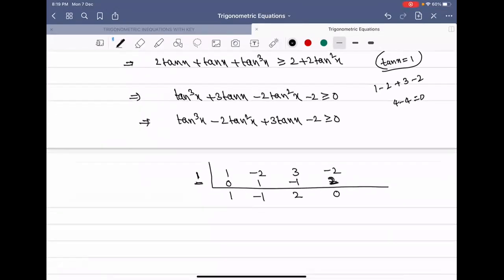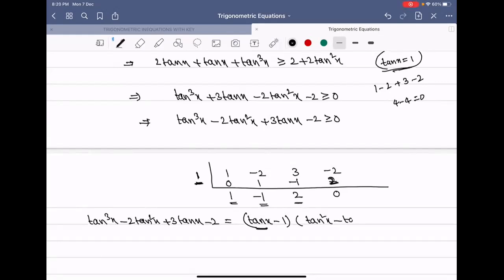Now this 1 cancels for what? Cube. Therefore, how can you write this tan cube x minus 2 tan square x plus 3 tan x minus 2? This is tan x minus 1, because tan x equal to 1 is a root, therefore it's a factor. This cancels for cube, then the quadratic remains. For that quadratic, these are the coefficients: tan square x, coefficient is 1, minus tan x, because minus 1 is there, plus 2, the constant. Is greater than or equal to 0.